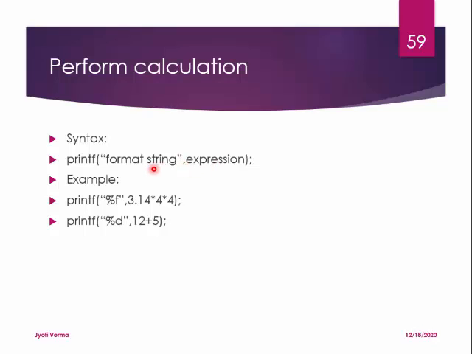Format string is a string which is formed by using percentage operator with an alphabet. And what is the use of format string? It is used to specify the data type. That means printf double quotes में percentage f comma 3.14 into 4 into 4.